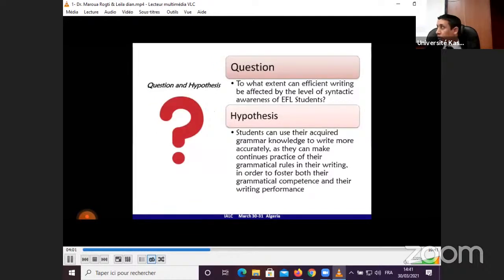For the sake of efficiency in handling the matter at hand, the present research will seek an answer to the question of to what extent can efficient writing be affected by the level of syntactic awareness of EFL students.